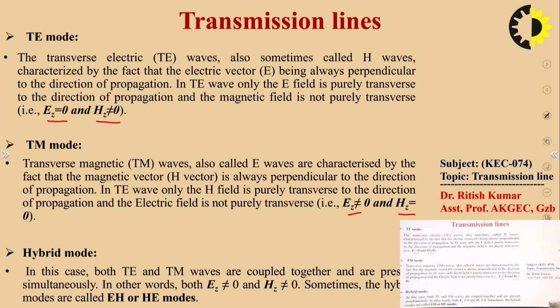If I say hybrid mode, in hybrid mode Ez is not equal to 0, while Hz should also not be equal to 0. That should be the condition for hybrid mode. We can say this mode is also the HEM mode, hybrid electric magnetic mode, right? So this is the condition for the TE mode, TM mode, and hybrid electric magnetic mode.